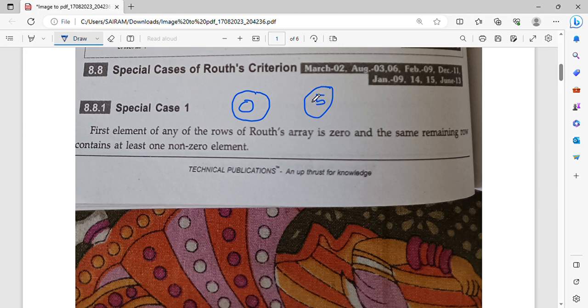So for a question to be a special case number 1 question, in the Routh array construction, if you have 5 rows and you consider any of the rows, the first element of that particular row is 0 and all others are non-zero elements. This is the criteria, and let's come to how it works. What is the effect of that criteria?